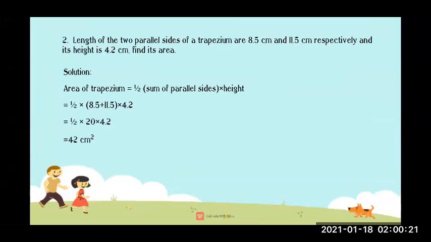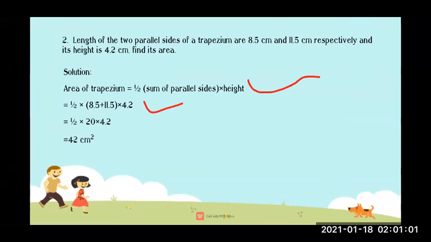So whatever is given, you will write on one side in the given column. That is, two parallel sides of a trapezium are 11.5 centimeter, 8.5 centimeter. Height is 4.2 centimeter. Then we will write the formula, that is area of a trapezium. Area of a trapezium is half into length of parallel sides multiplied by height. Now half into 8.5 plus 11.5 bracket close multiply by 4.2.